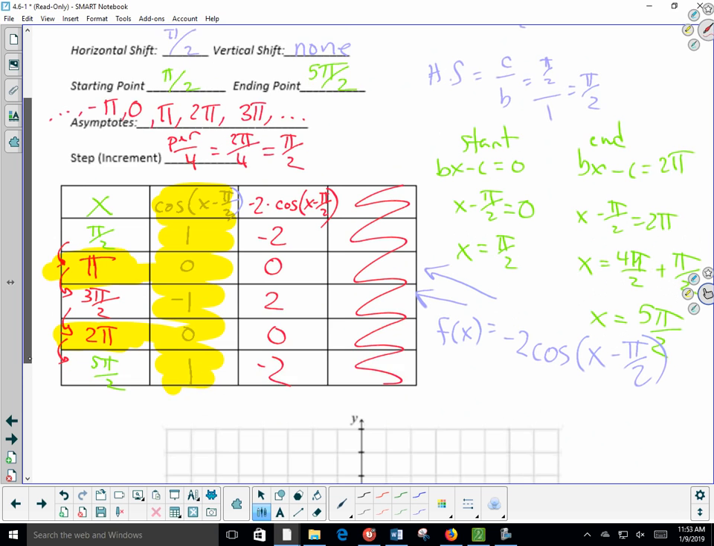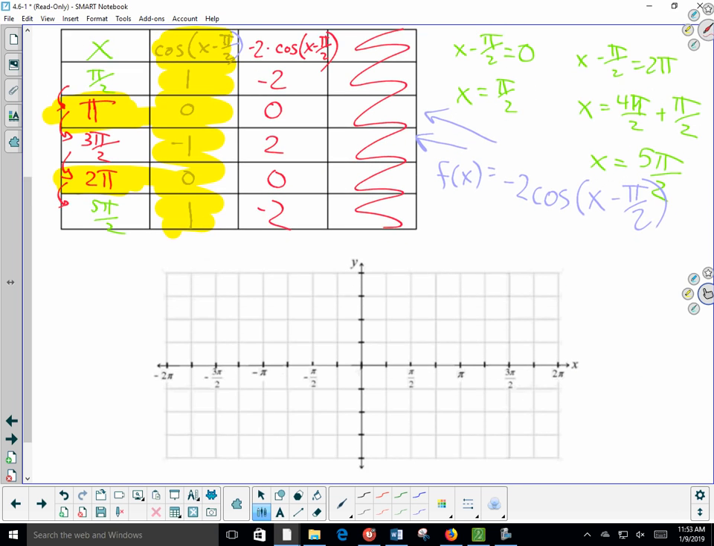All right. So if I graph this here, remember I'm graphing the cosine first, so I want pi over 2 at negative 2. Pi is at 0. 3 pi over 2 is at 2. 2 pi is at 0. I'm a little bit off my graph, but 5 pi over 2 would be about here. All right, 5 pi over 2. And so I can draw in this cosine graph, nice and rounded.